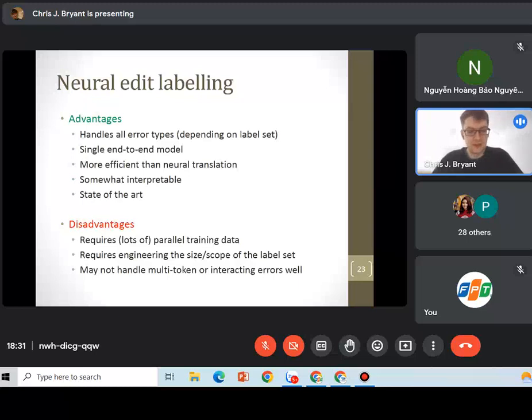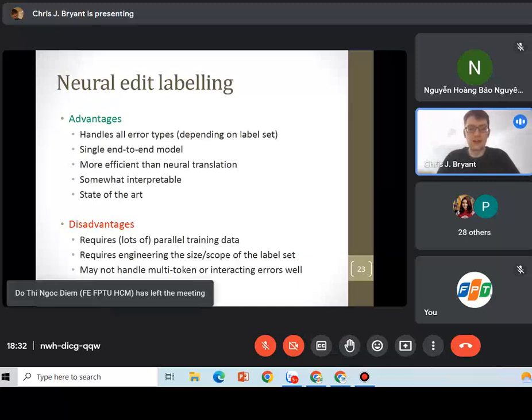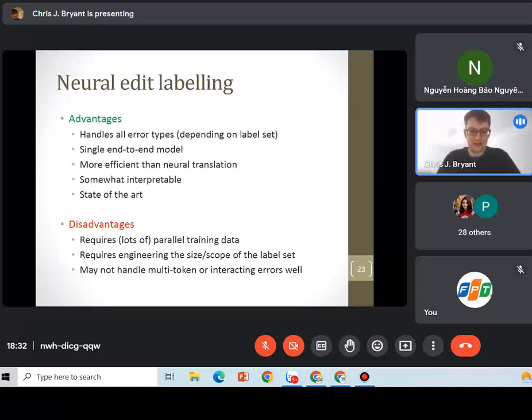Disadvantages: also like machine translation, it requires lots of parallel training data, the more the better. But unlike machine translation, it requires a little bit more engineering. As I said, you need a human to decide how many labels we want the system to be aware of and what kind of errors we want it to be able to correct. An additional challenge is that it doesn't handle multi-token or interacting errors well. For example, if you want to delete or reorder, say change the word order of a lot of words, this approach could probably only do it one word at a time, so you'd have to run the model several times to get to the end output that you wanted.